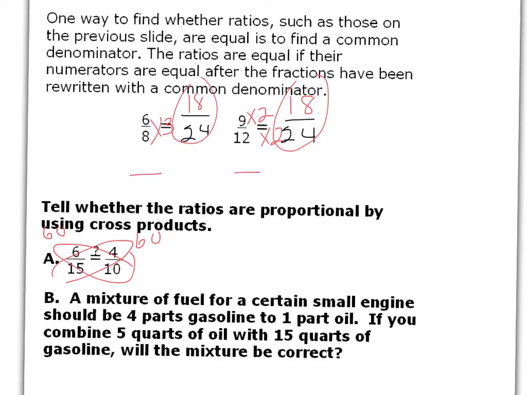I'm going back up. 6 and 8 are both divisible by 3. 6 divided by 3 is 2. I lied. That's not going to work. Hold on. They're both divisible by 2. 6 divided by 2 is 3. 8 divided by 2 is 4. We get 3/4. 9 and 12 are both divisible by 3. 9 divided by 3 is 3. 12 divided by 3 is 4. So you can either find a common denominator or reduce up at the top, or you can use cross products. And that's all a review from last week.